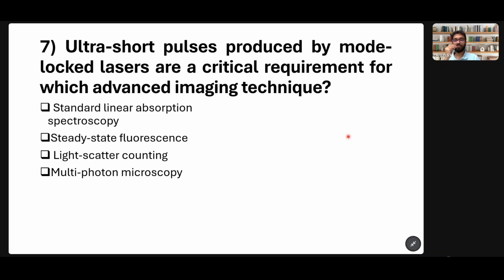If we go over all the options here, we have basic absorption as well as fluorescence spectroscopy, which do not need very ultra-short pulses. In fact, even using continuous lasers, the process will work. So those are not the correct answers. Light scatter counting also requires a continuous laser. So the only option here which requires a pulse laser is multiphoton microscopy. So that's the correct option.